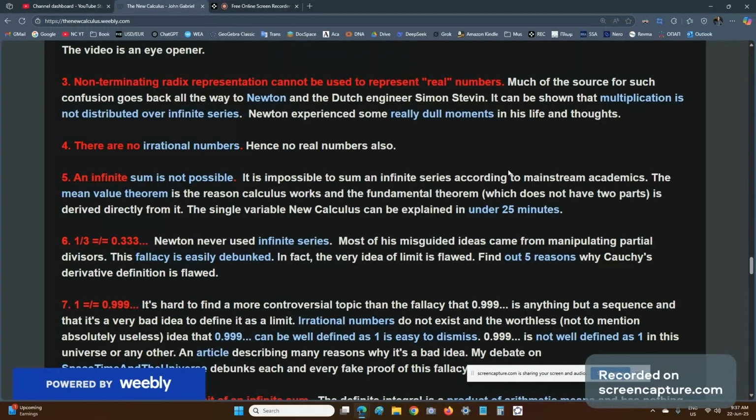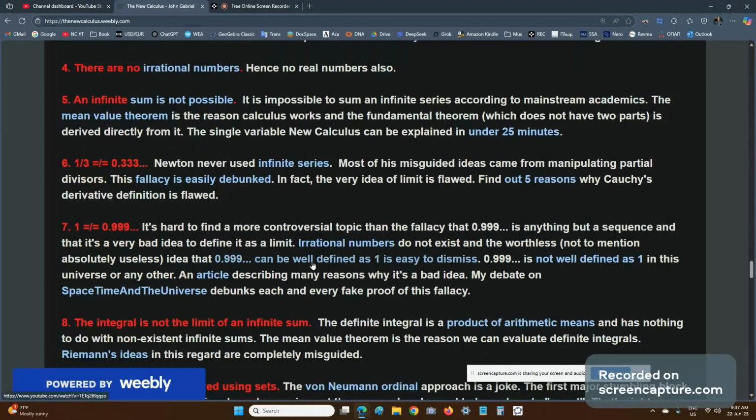The fifth fallacy is that an infinite sum is not possible. So, you know, you take one wrong concept, people, and you just build more complex nonsense on it. It's still nonsense at the end of the day. And it reaches a point where it eventually collapses, as it has spectacularly, by the way. I mean, mainstream calculus has gone absolutely nowhere in the last 200 years.